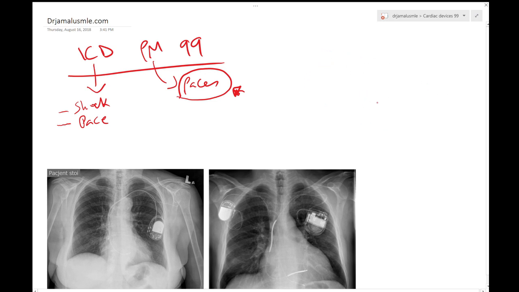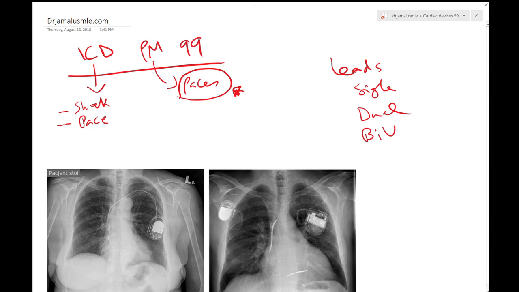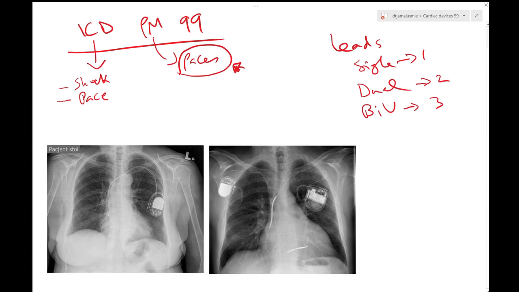Now, whenever they ask about a cardiac device, you've got to know how many leads the device has. It can be a single, it can be a double, which they call dual, or it can be something called bi-V. So single, you have one lead, dual, you have two leads, and bi-V, you have three leads. You can figure that out by looking at a regular chest x-ray. All you have to do is count how many leads they have.